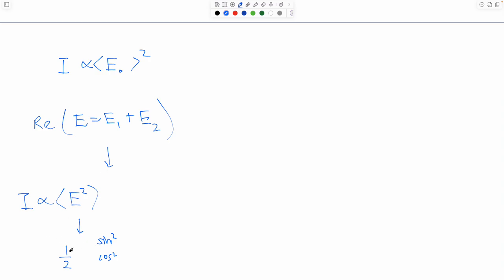And generally speaking, we don't really care about this half, because we will just write it. The question will just ask you for the intensity as a function of the max intensity, so I over I naught. So they ask you to express in terms of I naught. Then this is simply E over E naught squared.